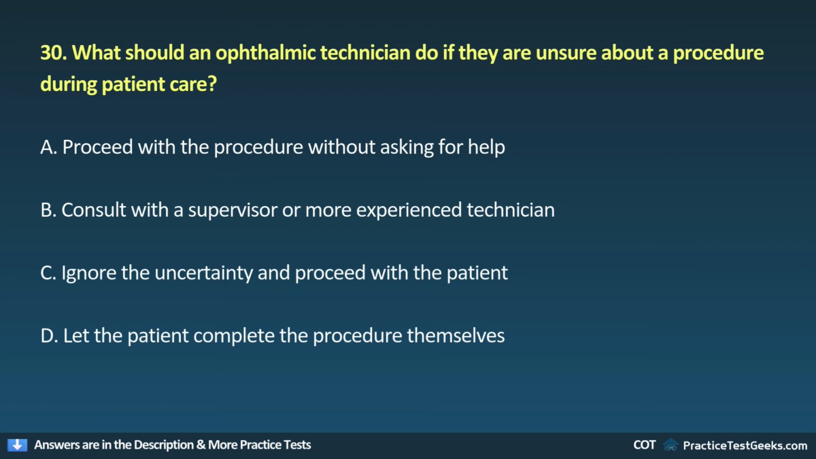30. What should an ophthalmic technician do if they are unsure about a procedure during patient care? A. Proceed with the procedure without asking for help. B. Consult with a supervisor or more experienced technician. C. Ignore the uncertainty and proceed with the patient. D. Let the patient complete the procedure themselves.